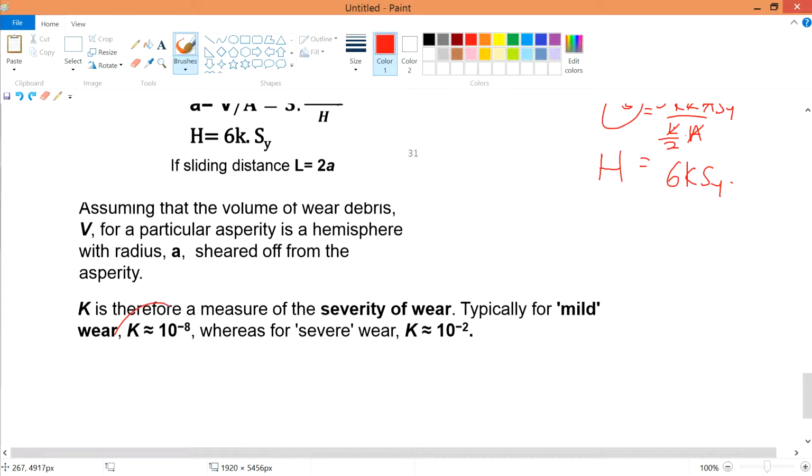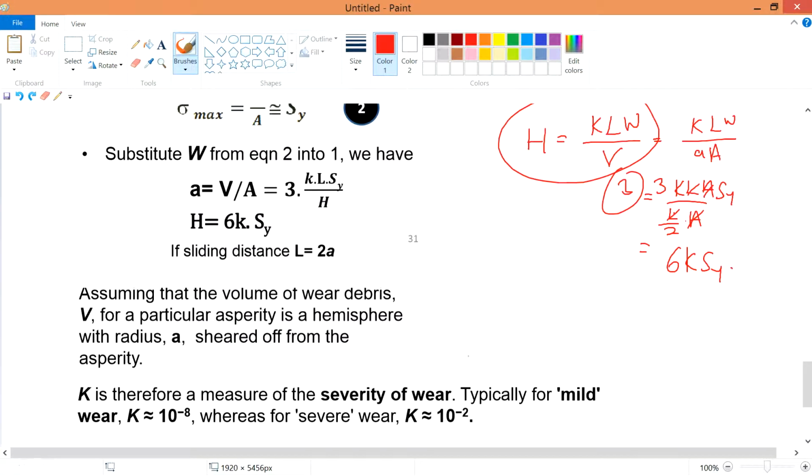So does this imply that the lower the K, the less hard the material? Because K is proportional to the hardness of the material, if K is lower, this means that the material is softer, right? So if the material is softer, then you'll have less wear. Is that the meaning of that? I don't know. That's something for you to find out also.